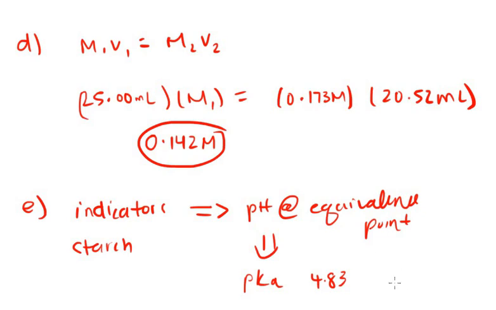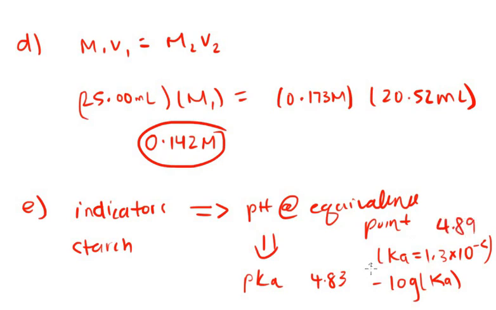And we know the Ka from our part B. Our Ka is 1.3 times 10 to the negative 5, right? So to find the pKa of that is just negative log Ka, and our answer for this is 4.89. 4.89 and 4.83 are really, really close to each other. So we wouldn't actually need to use another indicator.